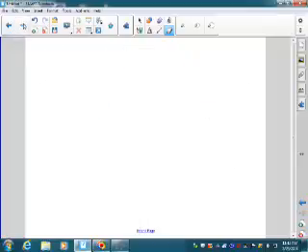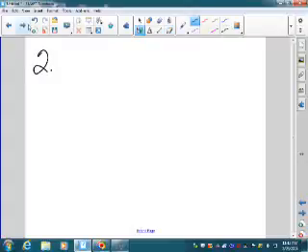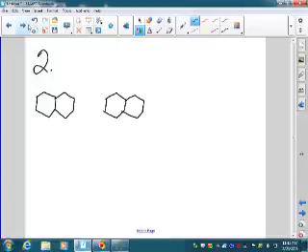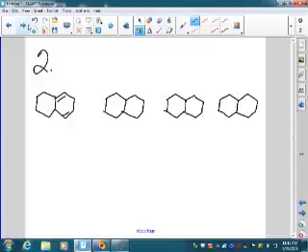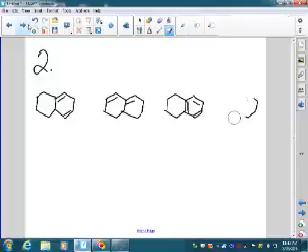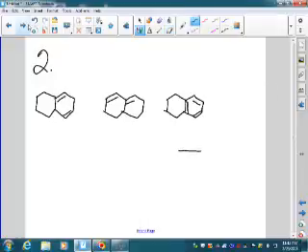All right, number 2 has you ranking these compounds in terms of stability, with 1 being the most stable. I have to draw these kind of small. I've got 2 double bonds, 2 double bonds. Oh, they're not 4. Okay. And 3 double bonds in a row. So 3 is the best. That's a benzene ring.